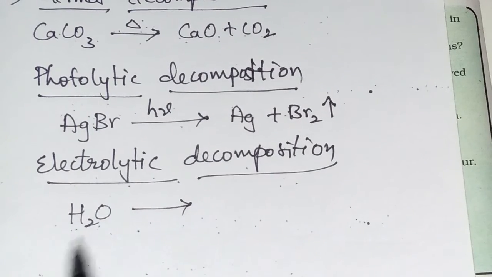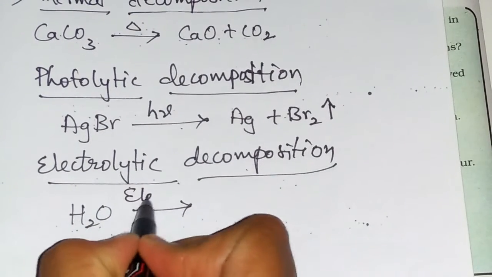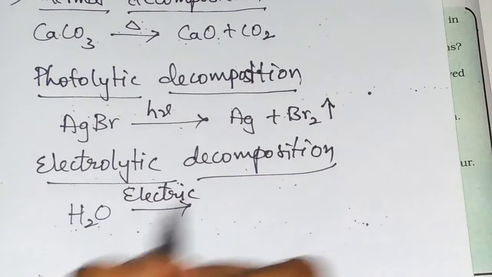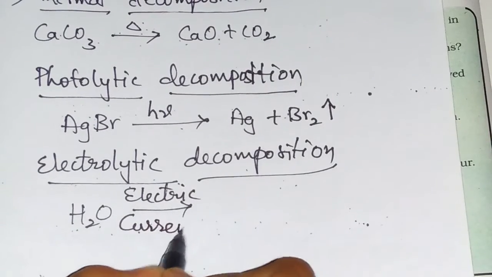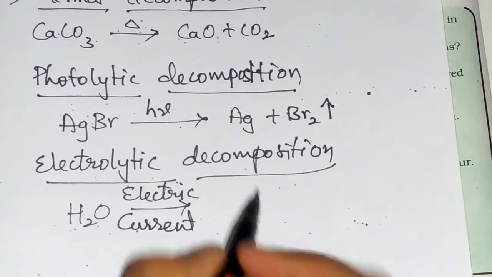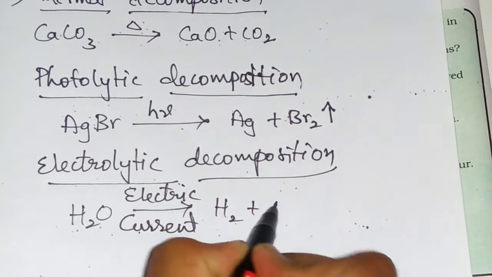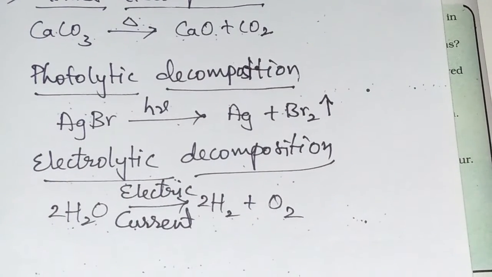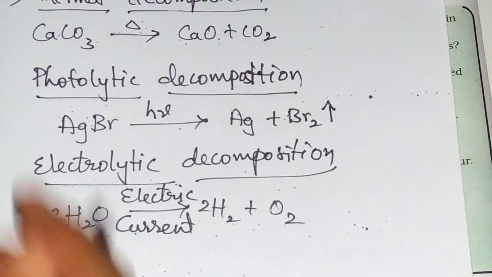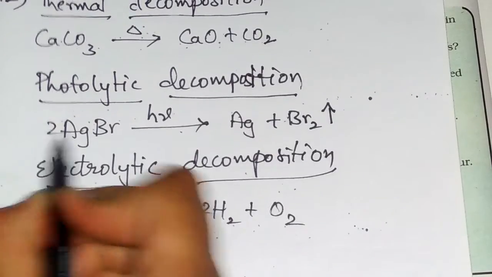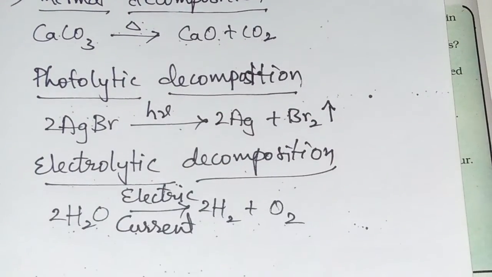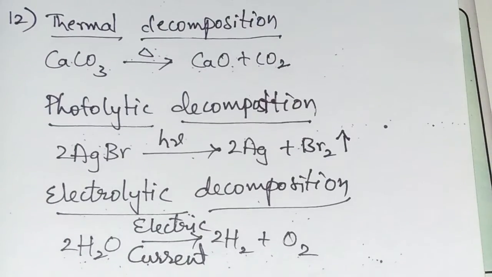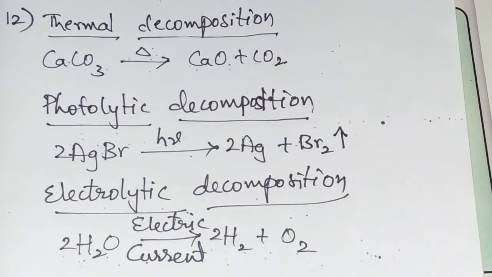Water in the presence of electric current or electricity converts into hydrogen gas along with oxygen gas. So for balancing we can write 2H2O gives rise to 2H2 plus O2. Even here also we can balance: 2AgBr gives rise to 2Ag plus Br2. First equation already it is balanced. No need to do anything there.